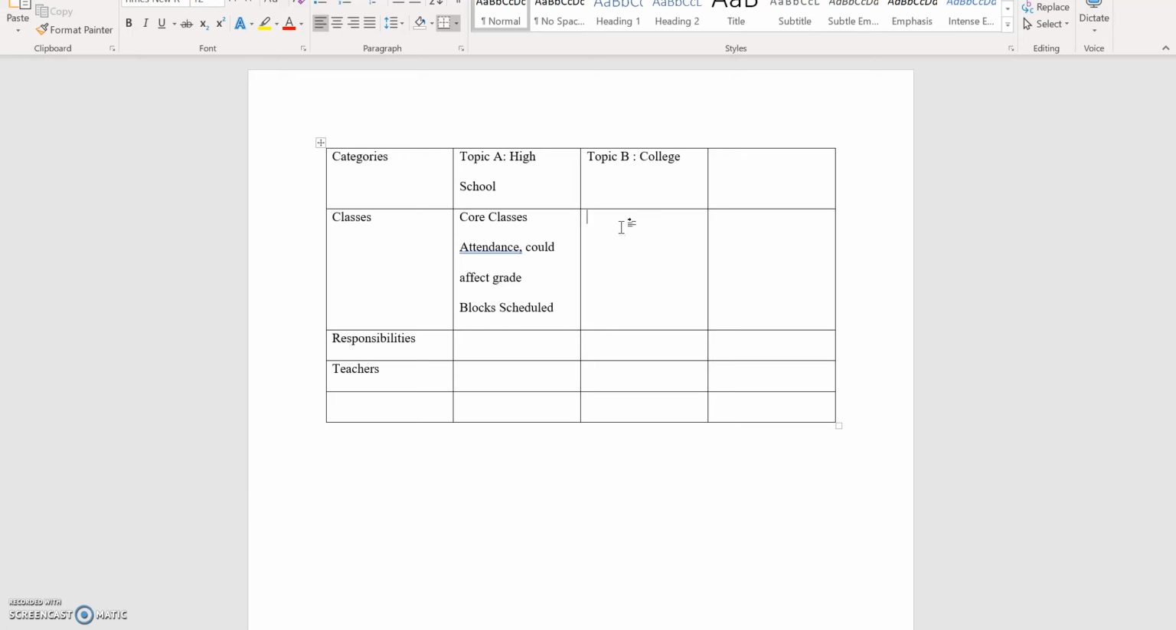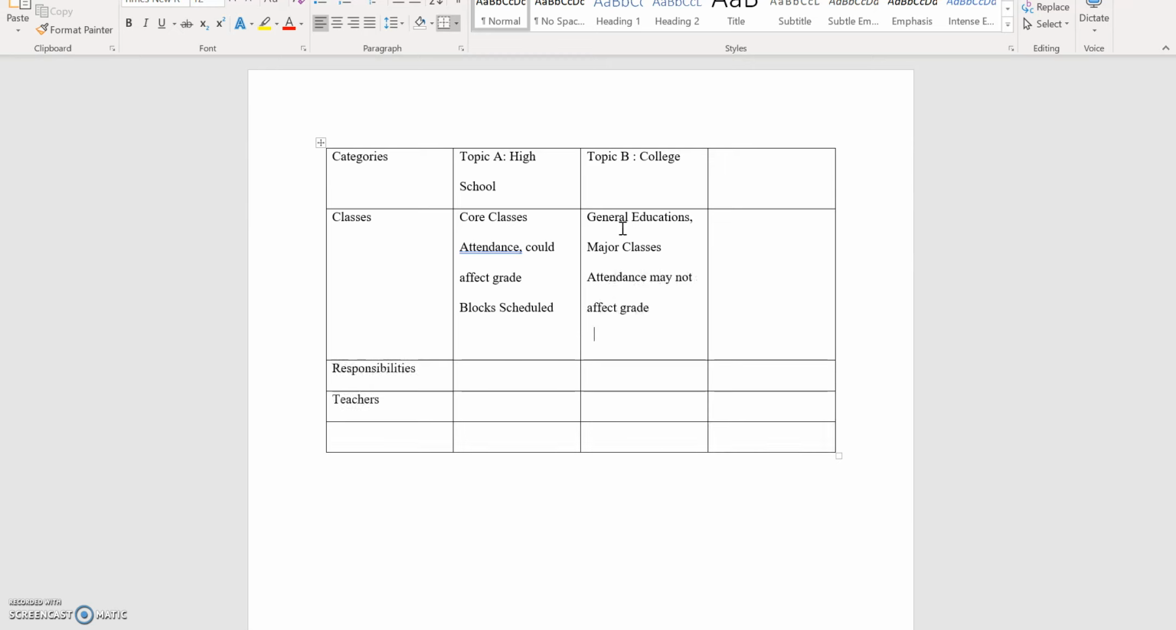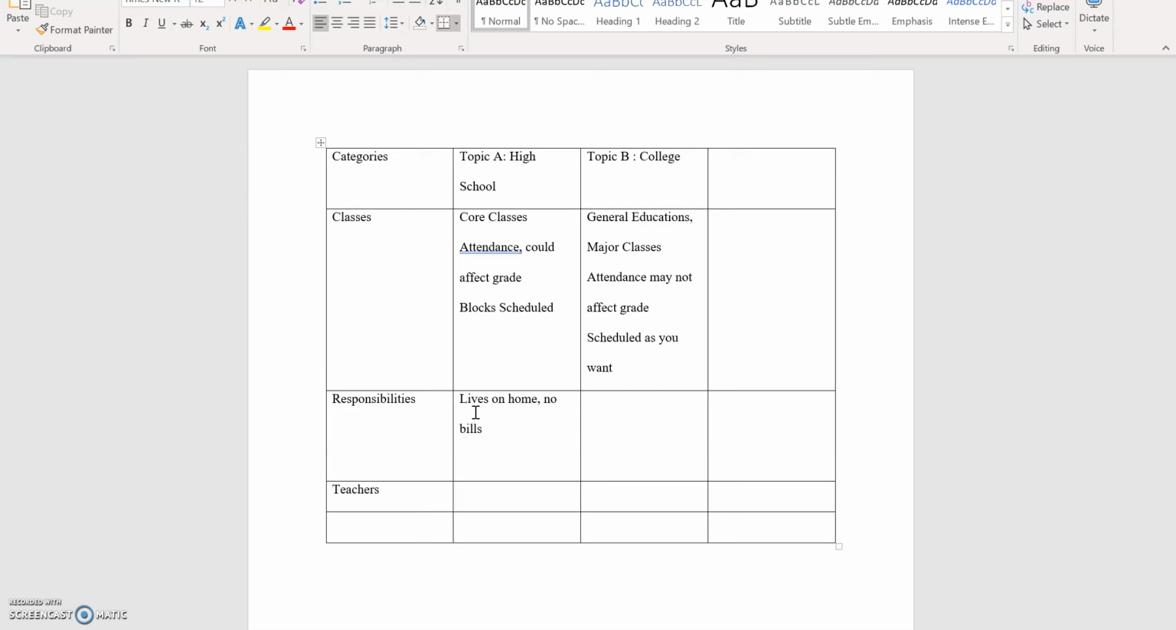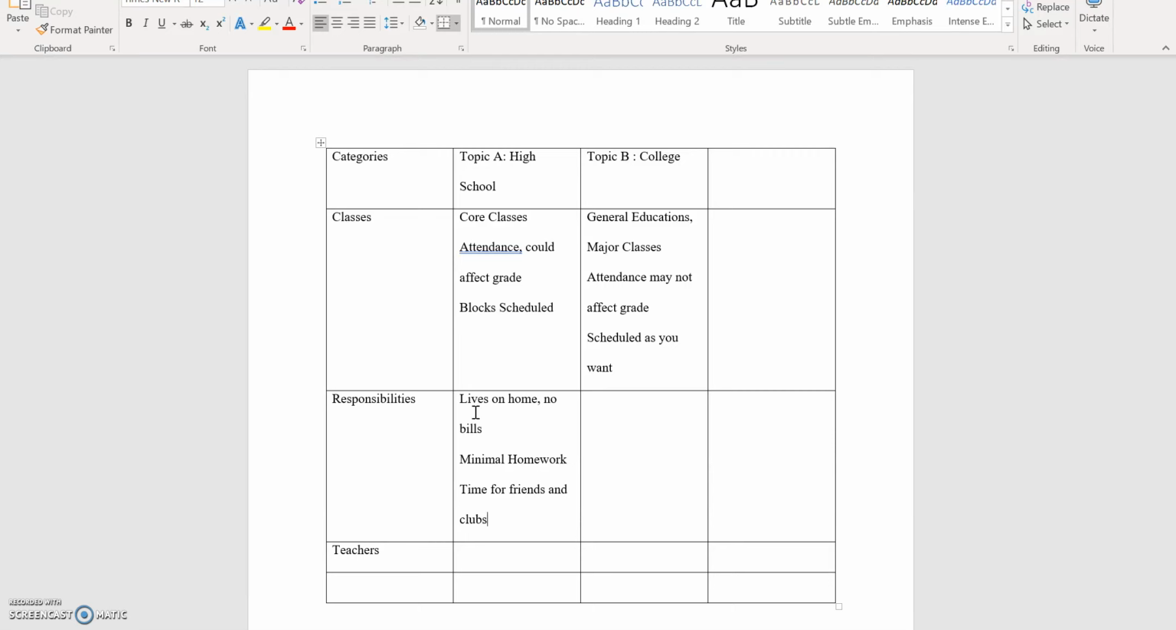So you would say you have your gen eds, and then your major classes. Attendance may not affect grade. Scheduled as you want. And then you would continue to do that. The next category is responsibilities. We'll assume in this particular one that the person lives at home, so no bills. We'll say minimal homework. Time for friends and clubs, and we would continue to do that.